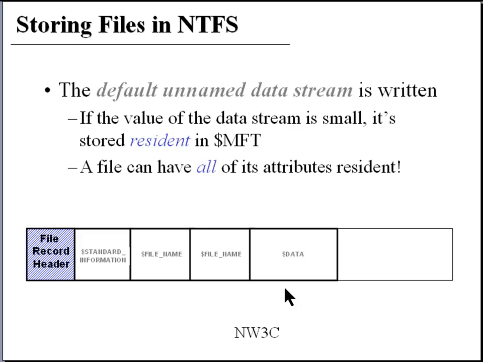Following that is the default unnamed data stream. And recall that if it's small enough, it can be stored in the master file table. And interestingly, a file can have all of its attributes resident if it's small enough. And this is what saves so much information over the FAT file system, is that a lot of the information can actually be within the master file table record, the entire file contents as well as all of its attributes.